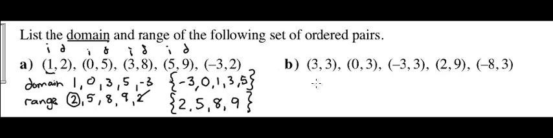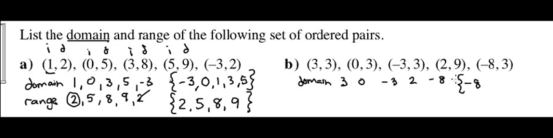Over here, let's see what we get for our domain. X coordinates we get 3. Here we get 0. We get -3. We get 2. And we get -8. Put those in order, low to high, and it goes -8, -3, 0, 2, 3 would be after that.